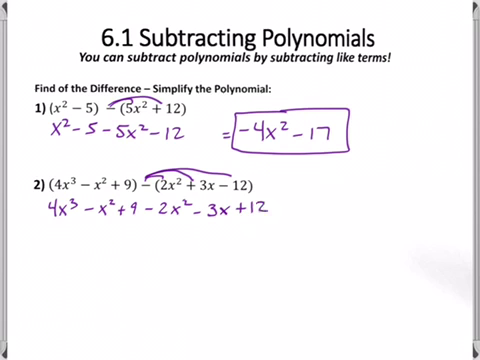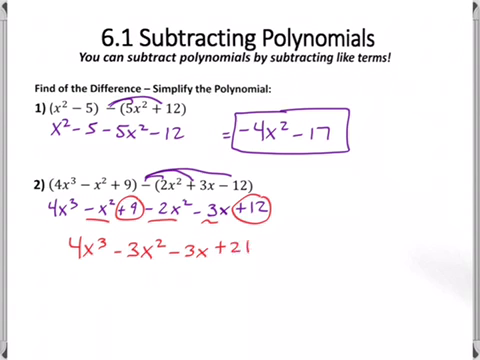So now we're going to go about combining like terms. We've only got one x cubed term, so we keep 4x cubed the way it is. We've got negative x squared and negative 2x squared, which become negative 3x squared. We've got one x term, so we've got negative 3x, and then we're going to add positive 9 and positive 12 to get positive 21. So when we're all done here, we get the polynomial 4x cubed minus 3x squared minus 3x plus 21.